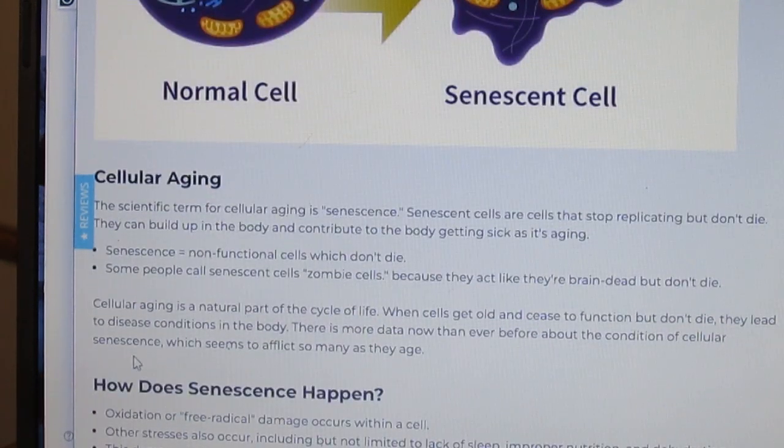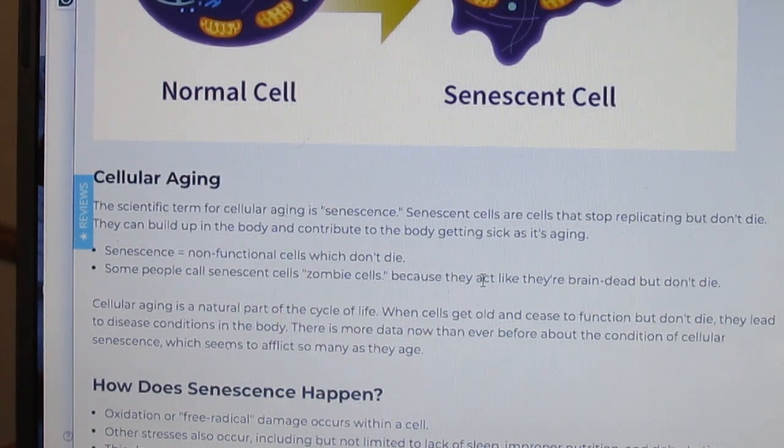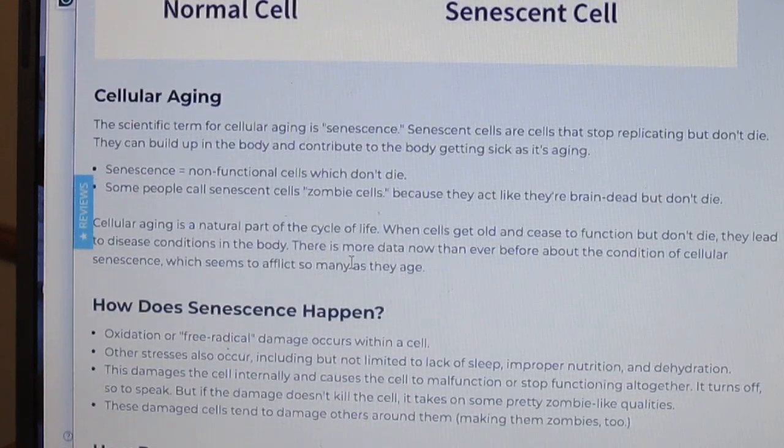Okay, so just to give you some sense of this, some people will call senescent cells zombie cells. And of course that's not a scientific term, but it's a practical term because senescent cells do act like zombies. They act like they're brain dead and they won't die. So how do we handle that? That's what this blog post is about.